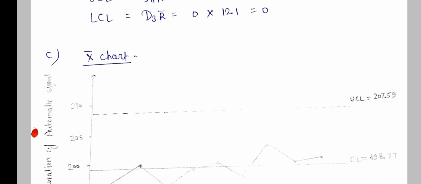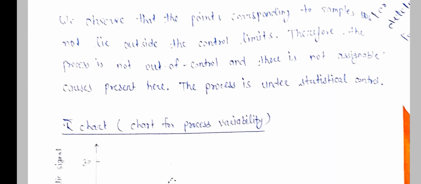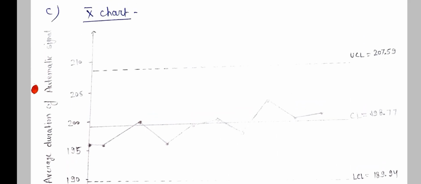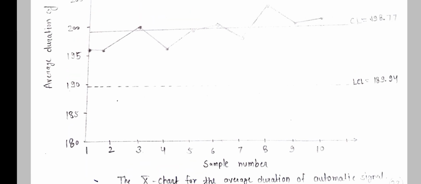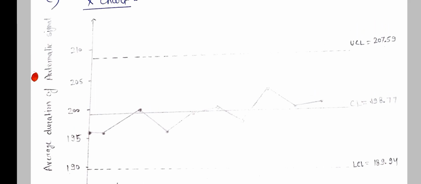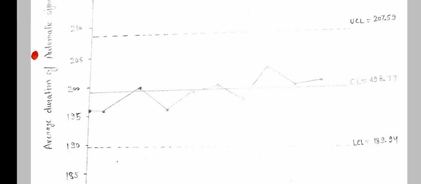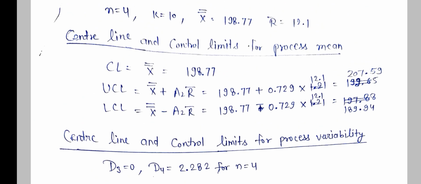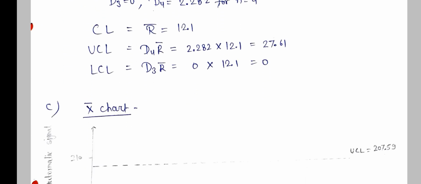Now the next one is the x bar chart, which is here, and the second one is the R chart. In the chart, the horizontal axis shows the subgroup numbers and the vertical axis shows the signal durations, and I drew the UCL, CL and LCL from my data. CL is 198.77, and UCL and LCL are here.